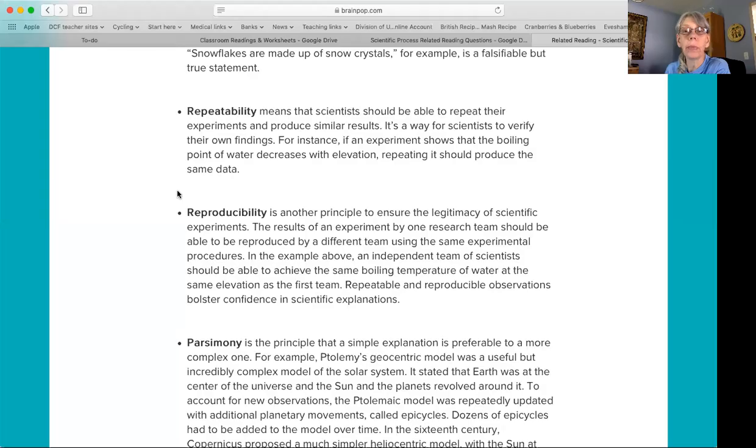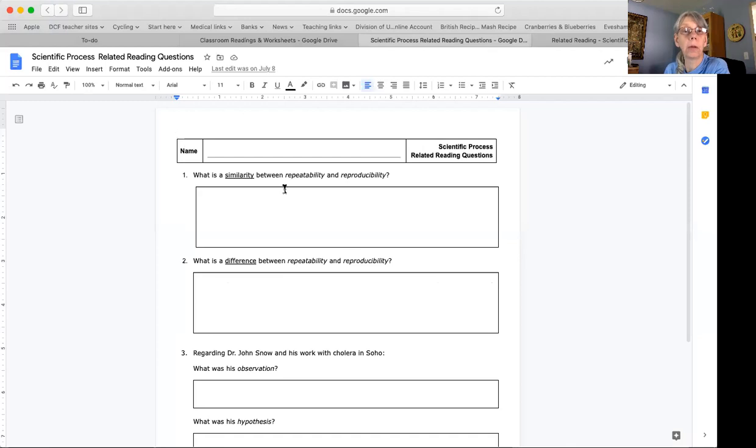Okay, here are the questions and here's the related reading. Let's look at questions 1 and 2 first. What's a similarity between repeatability and reproducibility, and what's a difference?